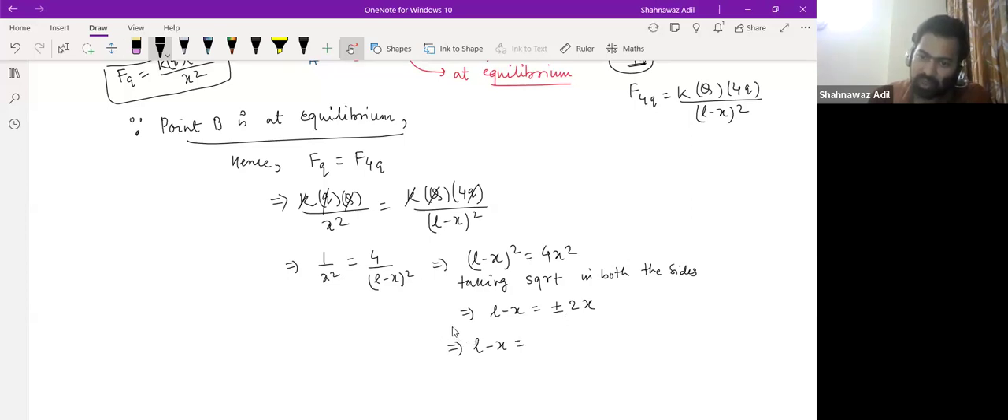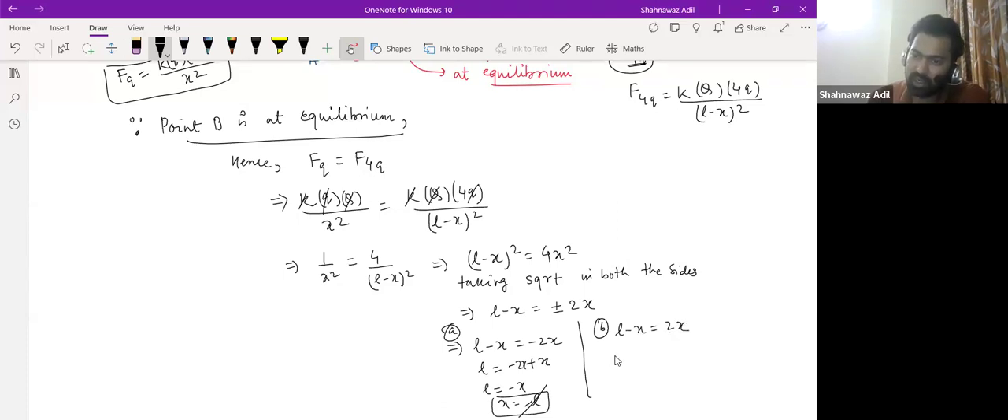So we have L minus X equals minus 2x. So L equals minus 2x plus x. So L is minus x, so x is minus L. Length cannot be negative, so this is discarded, right? Then we have the second part, which is positive. So L minus x is 2x. And you take this to the other side, so 2x plus x. So L is 3x. So x is L by 3.